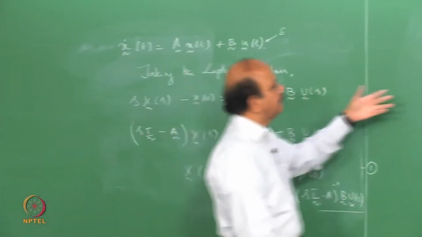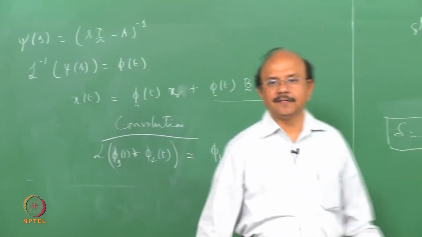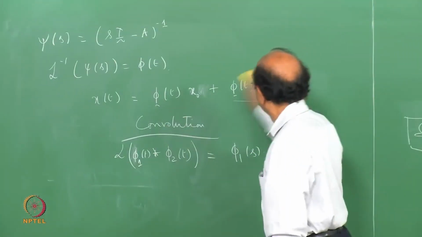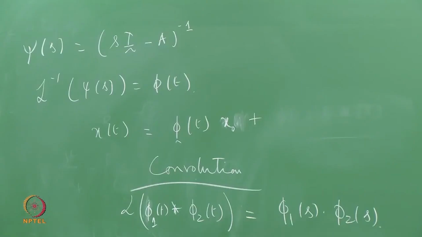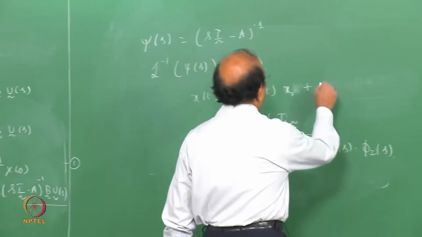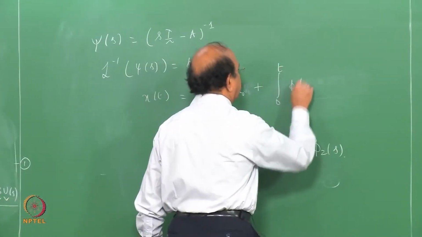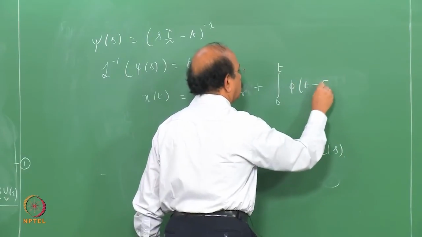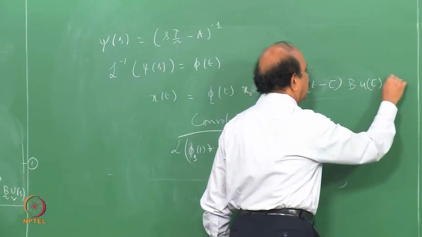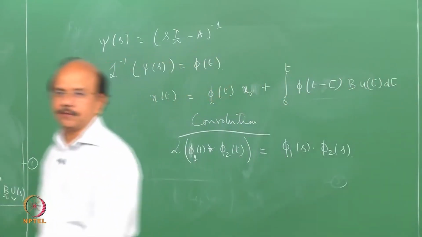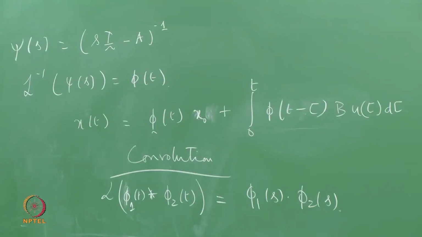You just can't blindly write it like this, and when it's a multiplication, you have to write down the convolution term. How do you write the convolution term? Integral from 0 to t of phi of t minus tau, B u of tau, d tau. That's the convolution term. So that is the inverse Laplace transform. I will not say this again, and you have to make sure that you remember this.